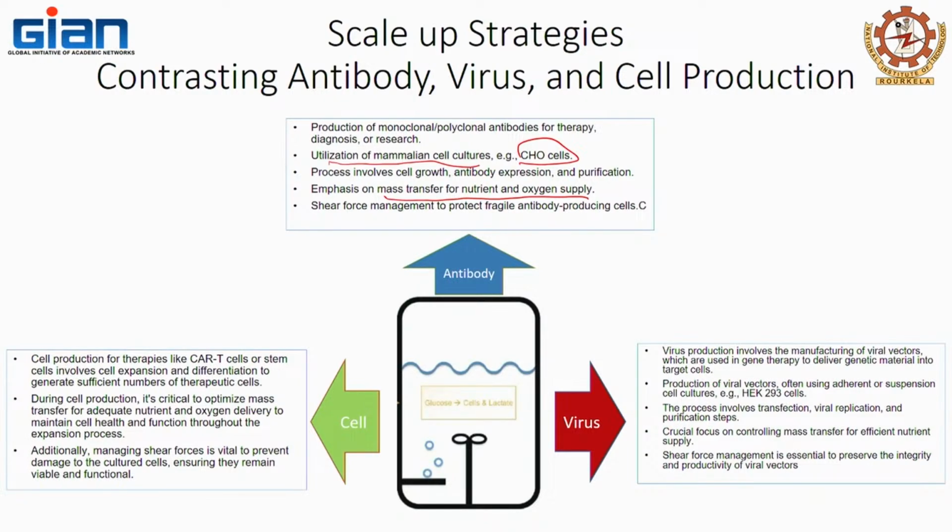Shear force management to protect fragile antibody producing cells. So, your agitation, you have to be very careful about it, because it might break the cells which are going to produce your antibodies. So, depending upon the type of product you are going to make, your scale up practices will also change. Clear? Or the choice of design of bioreactor will also change.